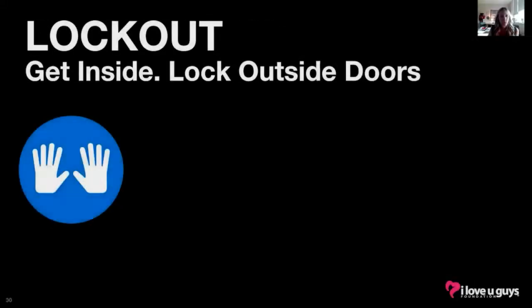The next action we're going to talk about is lockout. And lockout means get inside, lock the outside doors. So the command that would be given over the loudspeaker would be, please excuse this interruption. We are in a lockout. Get inside, please lock the outside doors. Again, this is a lockout. Get inside, please lock the outside doors.